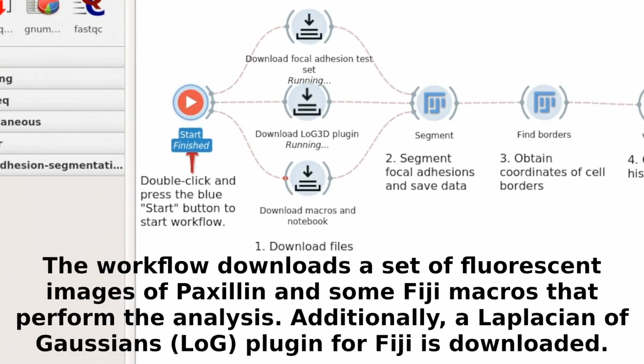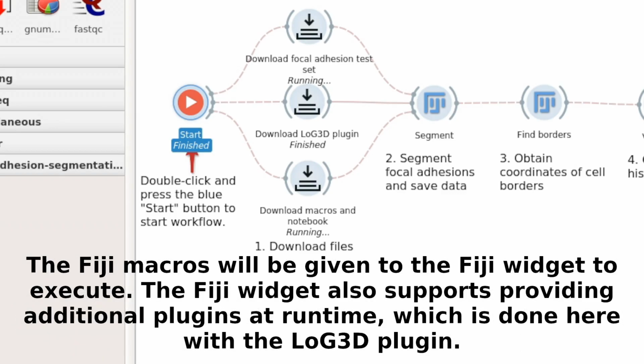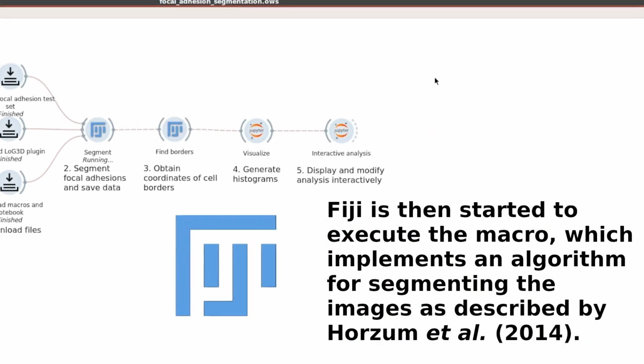The workflow is going to download a set of fluorescent images of Paxillin, some Fiji macros that will do the segmentation, and an extra plugin not included with Fiji to do a Laplacian of Gaussians filter. The macros will be passed to Fiji to execute. Additionally, the Fiji widget supports passing additional plugins at runtime, which we're doing here with the LOG3D plugin. Fiji will then be started to execute the segmentation macro.